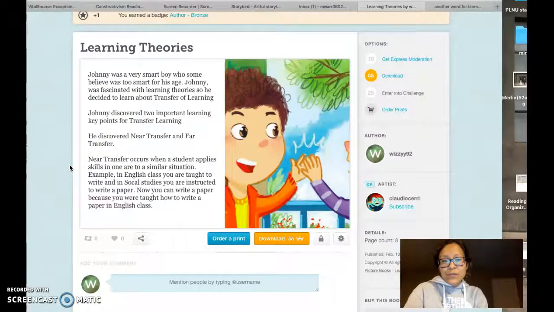Near transfer occurs when the student applies skills to an area that is a similar situation. Sorry. So then an example is, let's see. Okay, so yeah.